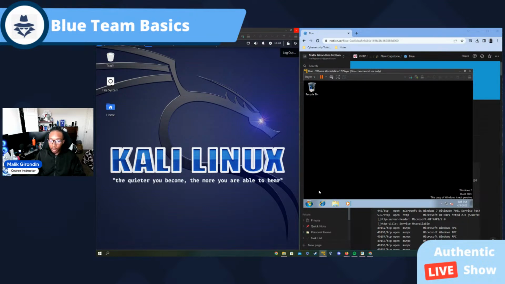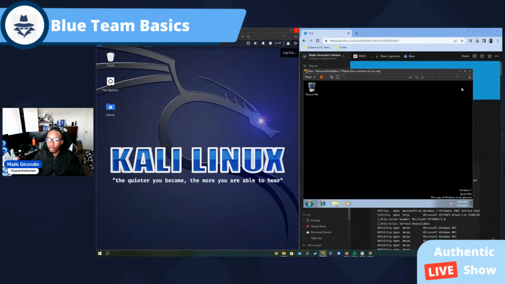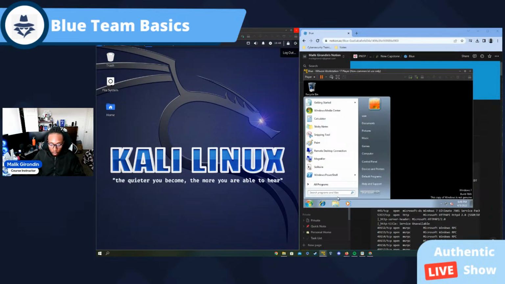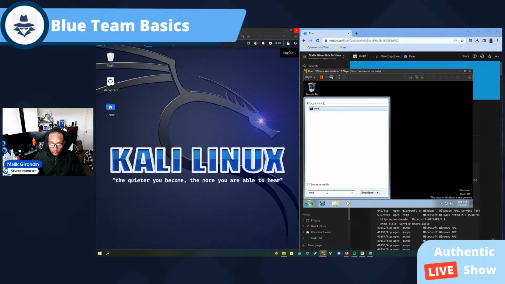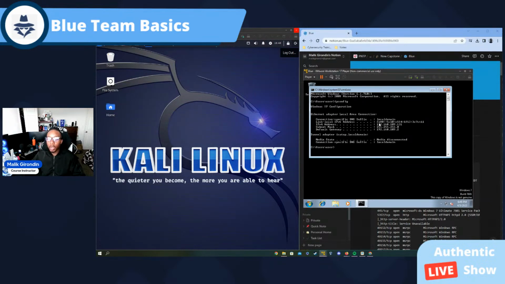We're going to run CMD. Excuse me. That is not CMD. We're going to get into the terminal. There we go. And we're going to run an ipconfig just to get the IP. So as you can see, that's 192.168.109.138. That's obviously a private IP, and both of these are NATed.